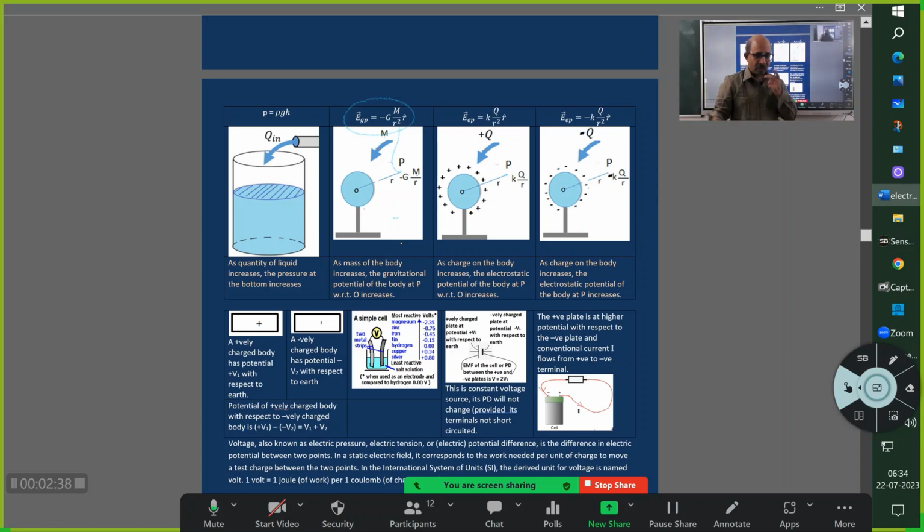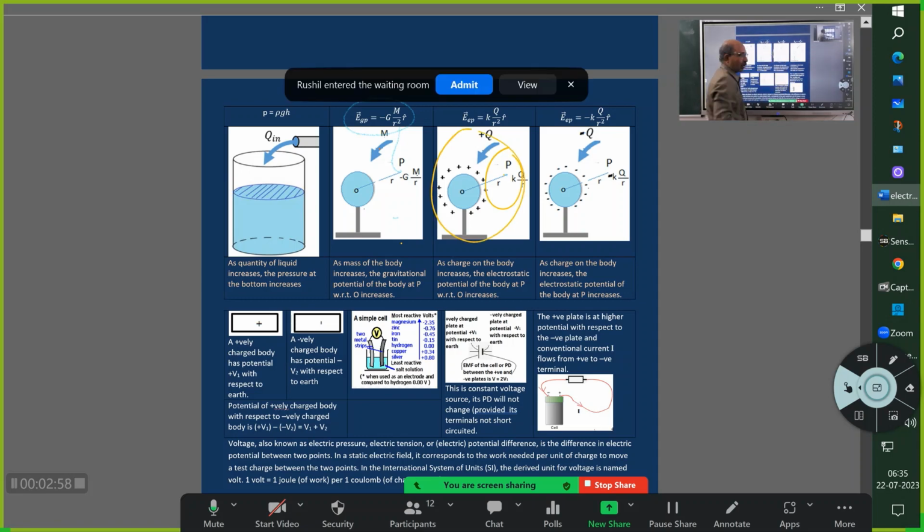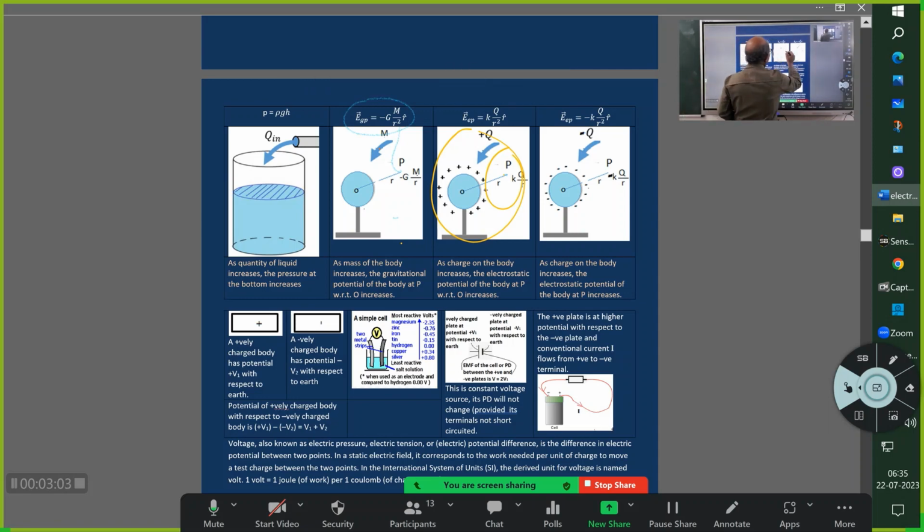So this region I can define either by gravitational field or potential field. Similarly, I can say here it is an electrostatic field everywhere, or you can also define it by potential field. If you define it by electric field, then you will use this formulation. If you use potential field, then you will use this formulation.